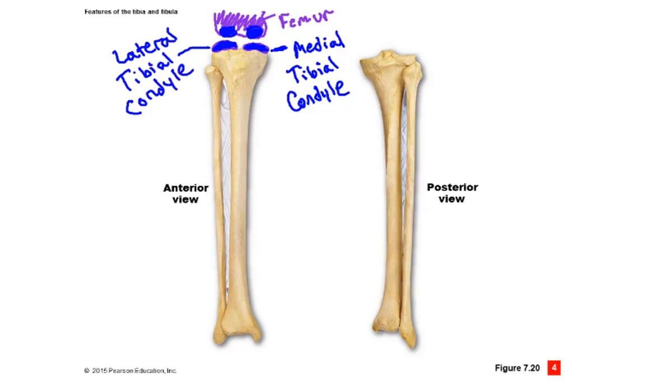And over here on the posterior view, you can see the shape better of the condyles. You see how this comes up right here, and then this comes up right here. So this would be where the condyles are. And again, the condyles are just a flat, smooth surface where it articulates with another bone. Articulate just means joins up, connects together.